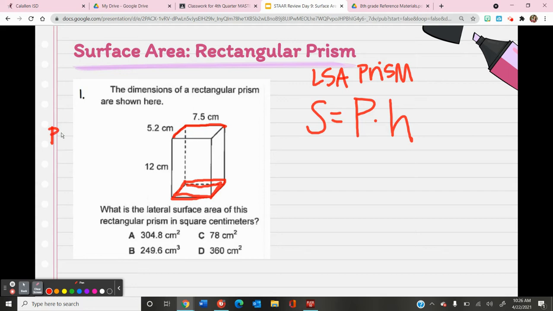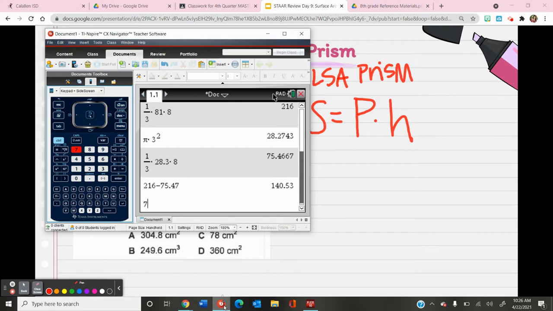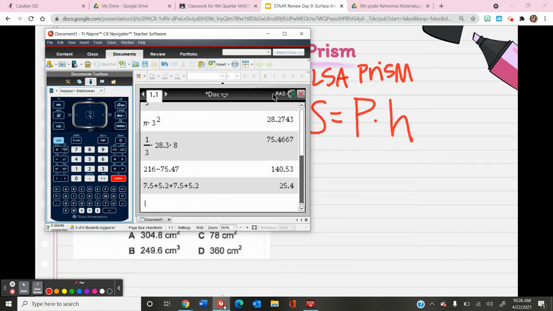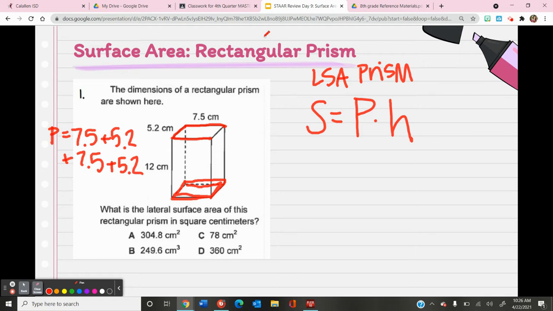So to find the perimeter of my base, I'm going to take 7.5 plus 5.2 plus 7.5 plus 5.2. I'm going to go ahead and open up my calculator, and we're going to add that up. So 7.5 plus 5.2 plus 7.5 plus 5.2. When we press enter, we get 25.4. So the perimeter of my base is 25.4.